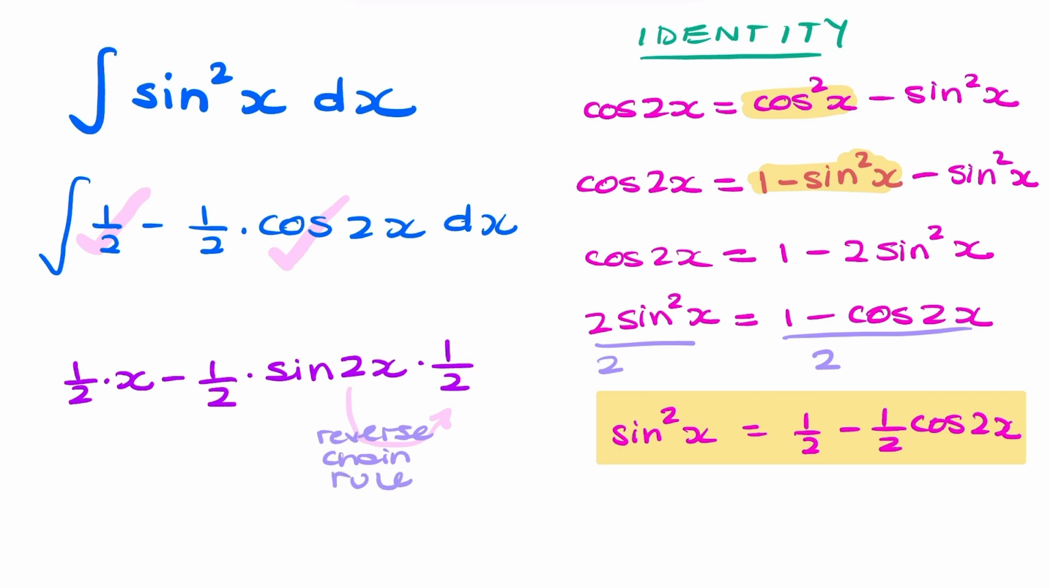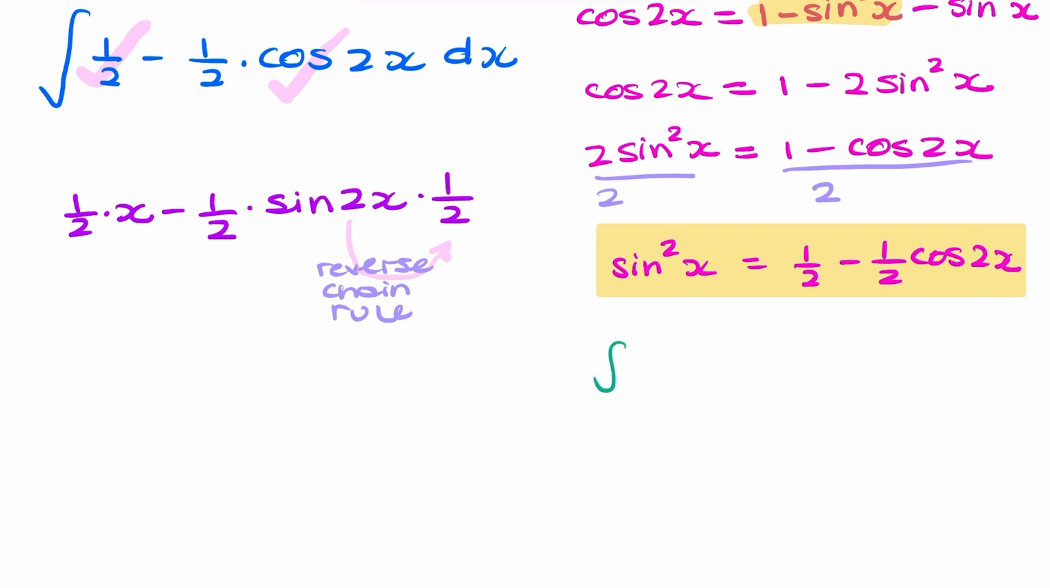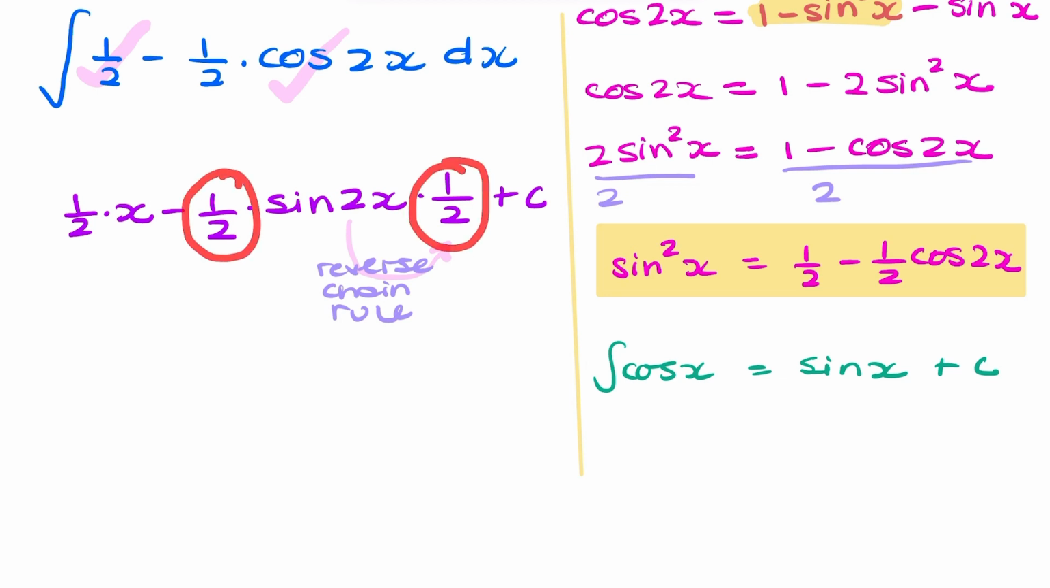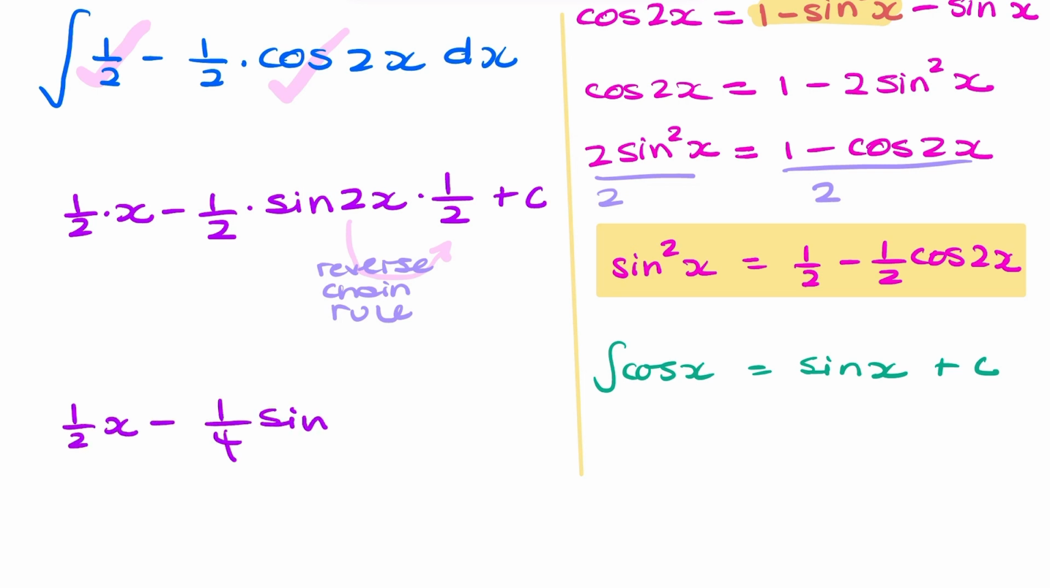And just as a reminder, the integral of cosine x equals sine x. So now I can simply add my constant. Let's draw a line here to keep these two separate. And now we can simply simplify because these constants multiply. So I can say it's half x minus 1 over 4 sine 2x plus c. And that would be your final answer.